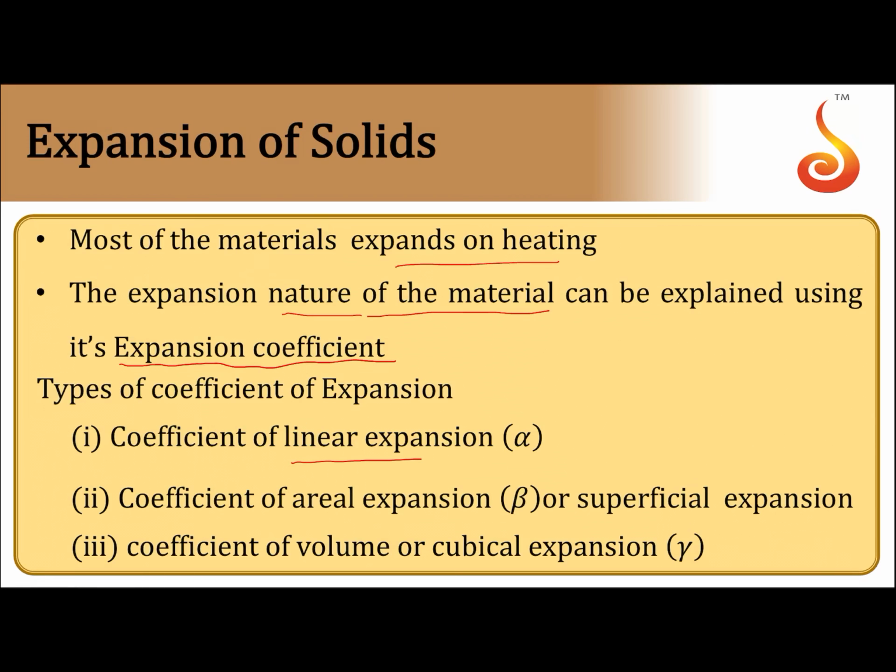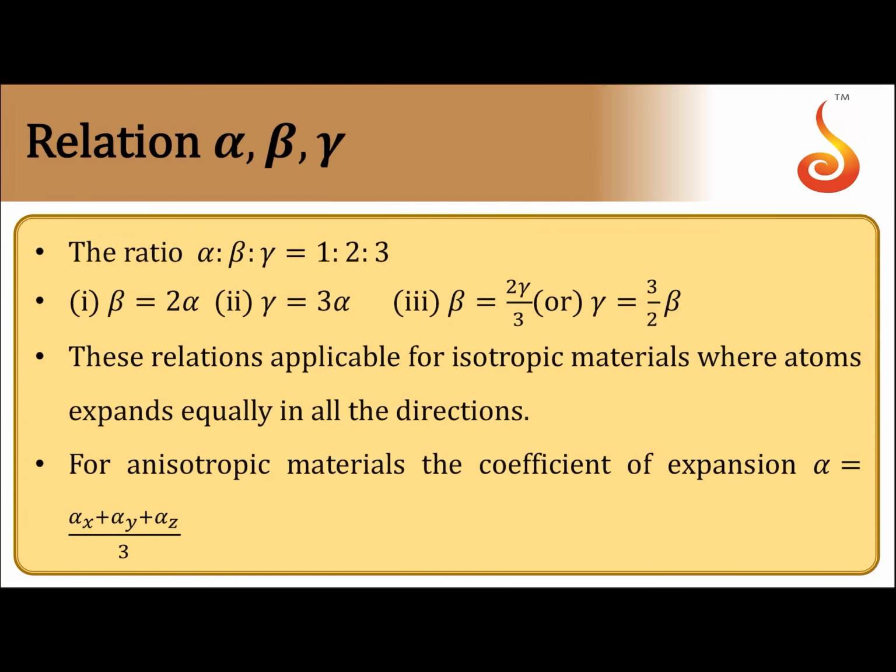So coefficient of linear expansion, when length of the object increases, it is denoted by alpha. Coefficient of areal expansion or superficial expansion, it is denoted by beta. Coefficient of volume or cubical expansion, that is denoted by gamma. So relation between alpha, beta and gamma is alpha is to beta is to gamma is 1 is to 2 is to 3, that is beta is equal to 2 alpha, gamma is equal to 3 alpha, or beta is equal to 2 gamma by 3, gamma is equal to 3 by 2 beta.